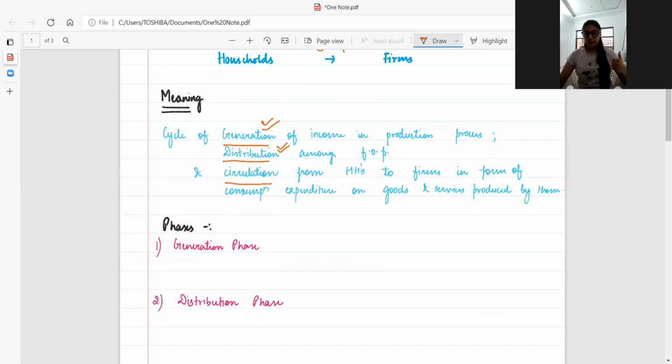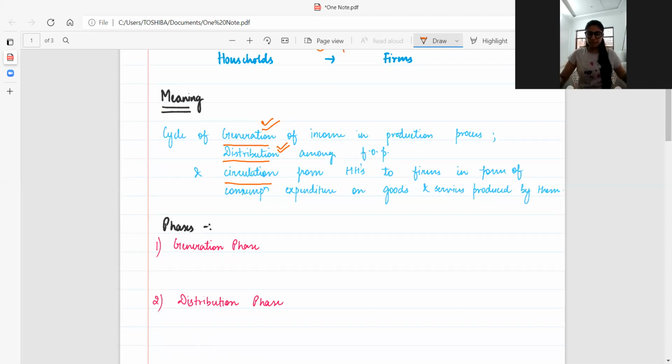Now we have the circular flow of income. Households will again purchase the goods and services produced by the firm, because households need them to sustain their lives. So this is the circular flow which is happening. Firms generate income, they distribute it among factors of production, and finally the circulation happens when households again purchase these goods and services in the form of consumption expenditure.